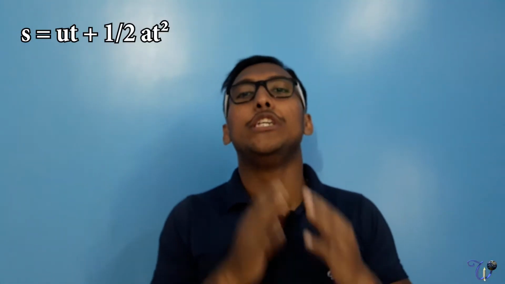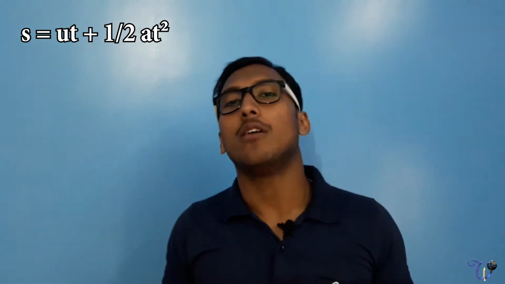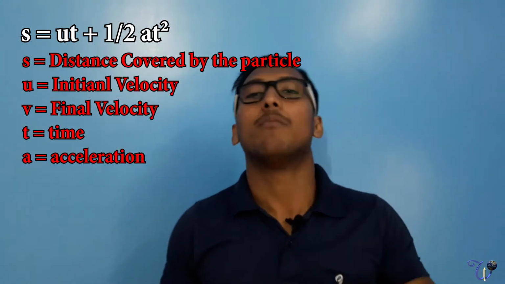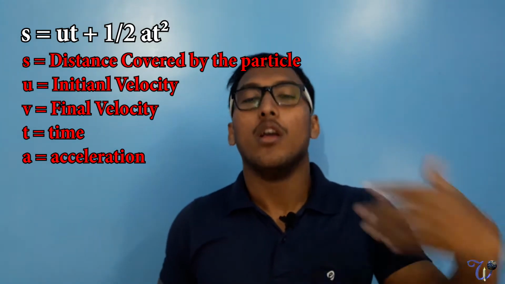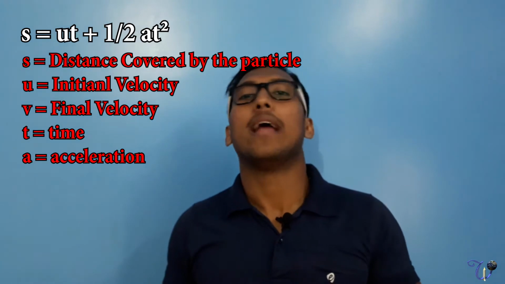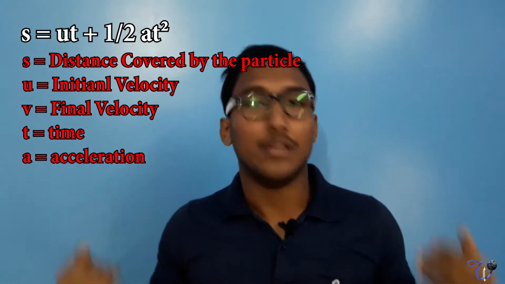Now the next equation is s equals ut plus half of at square, and the context is exactly the same. Here is a new term, s. S is the distance covered by the particle, the distance covered by the object. You know u is the initial velocity, t is the time, and a is the constant acceleration in our case.